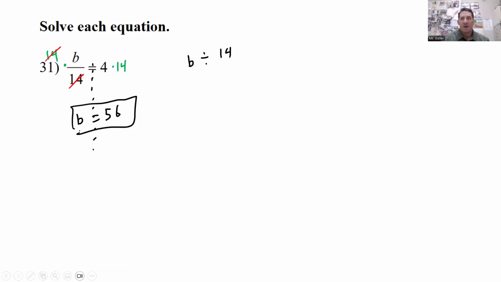All right. A common mistake that I'll see is people will cancel out, but then they'll still multiply the top by 14, and they'll have 14b is equal to 56, and they go in circles. When you multiply both sides by 14, this 14 in green there is canceling out the 14 on the bottom. So they are gone. There's nothing to multiply the b by.